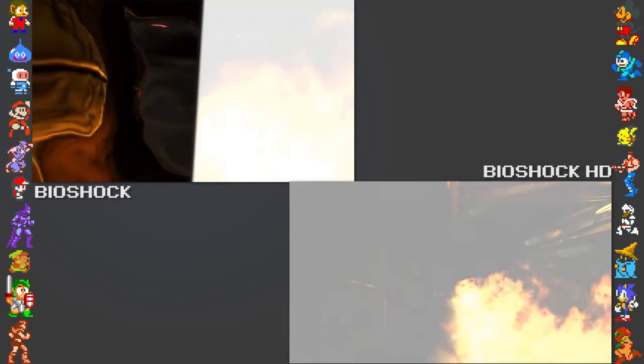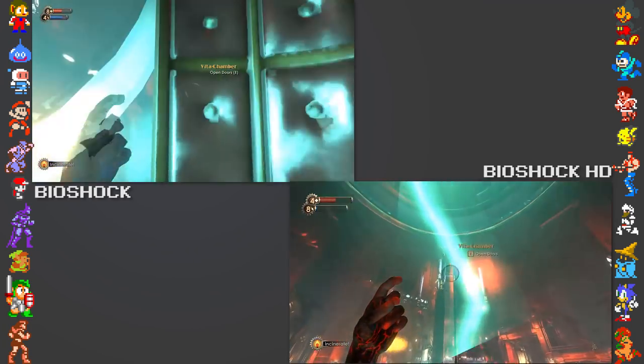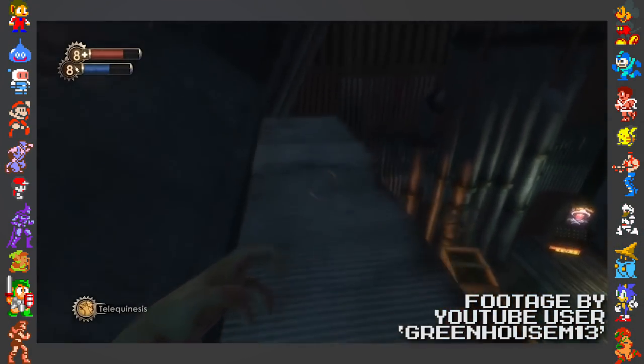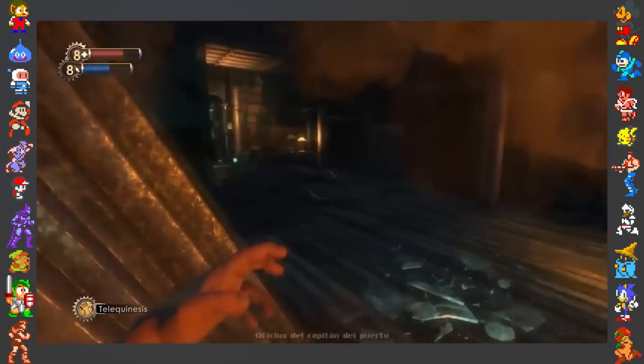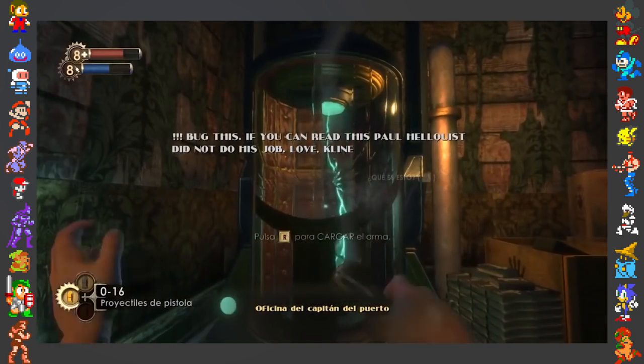It appears that the room, or at least one very similar, can still be accessed through other more frustrating means, however. By stacking objects by a wall in Neptune's Bounty using the telekinesis plasmid, the player can reach a hidden area containing a Vita chamber and the very same message.